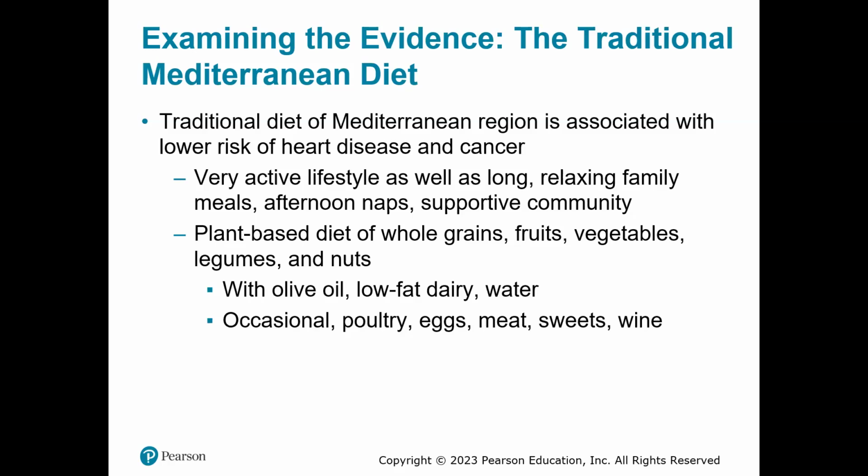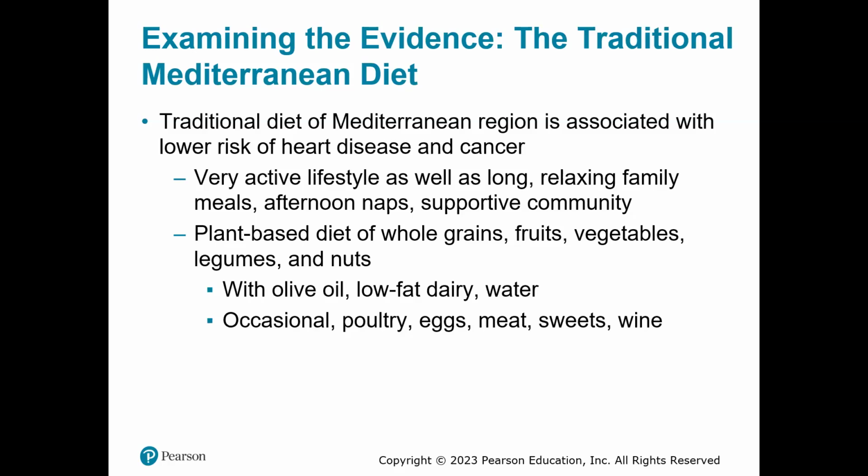So basically, the Mediterranean diet is a plant-based whole foods diet. Whole grains, fruits and veggies, legumes, and nuts are going to be the primary components of the diet. Olive oil, low-fat dairy, and water. And then we mix in occasional things like meat, eggs, poultry, sweets, and wine. So it is primarily a plant-based whole foods type of diet. Fat coming from olive oil and low-fat dairy, and water, a lot of water.